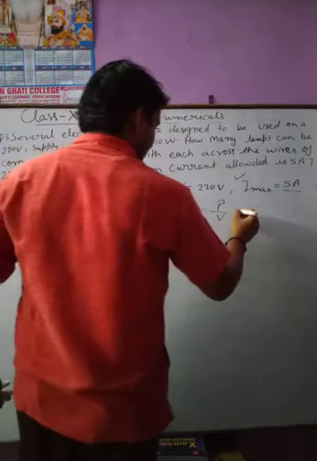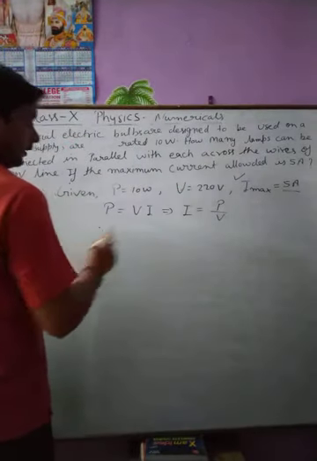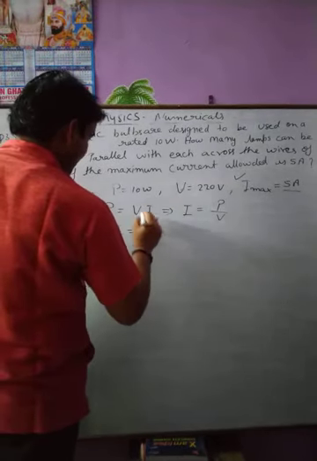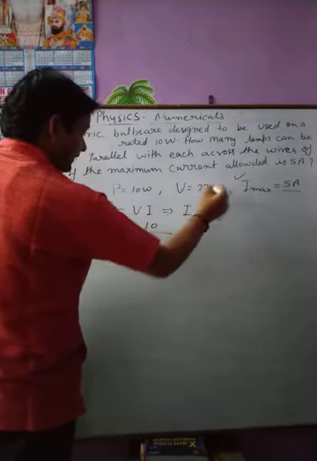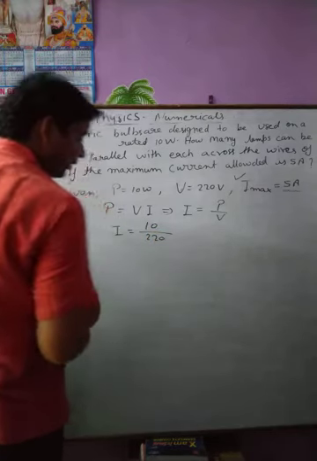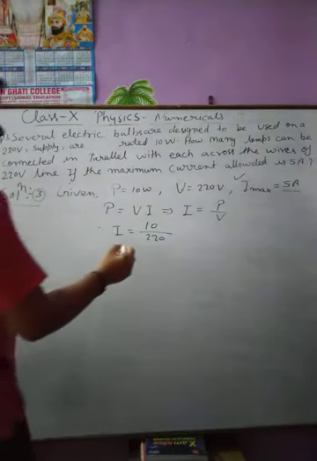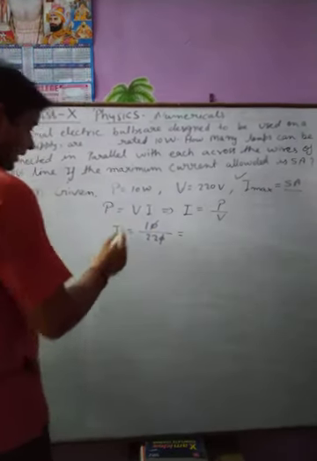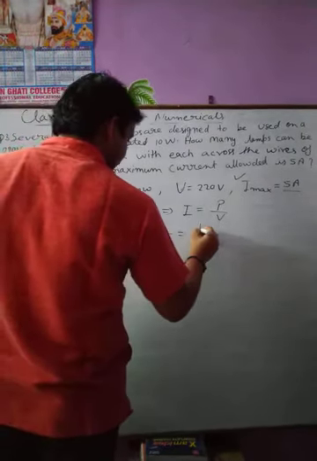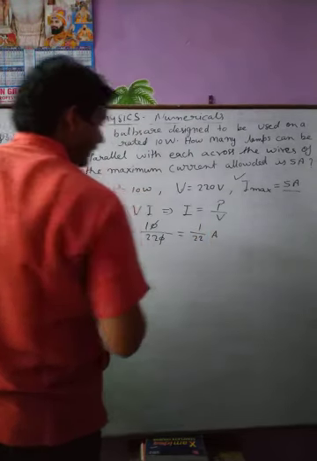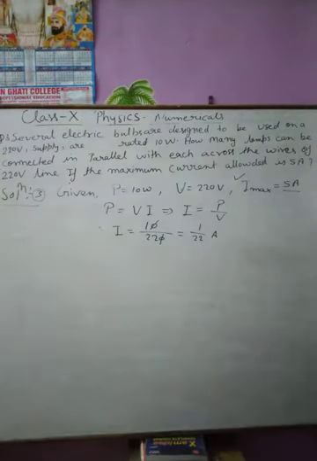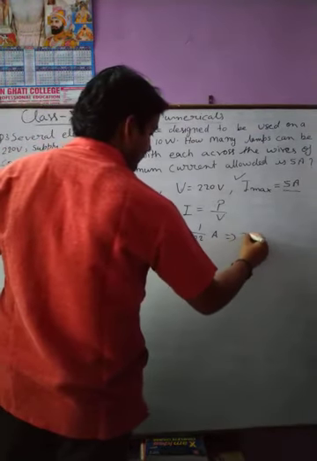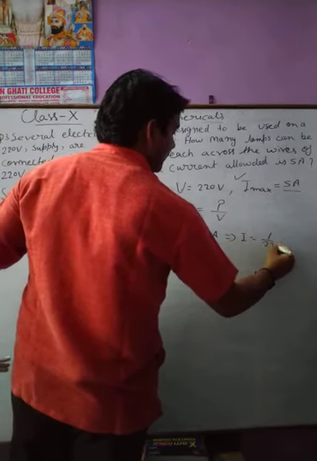Therefore, I is equal to power 10 and the voltage is 220. So this cancels and we get the current drawn as 1 upon 22 ampere. Is it clear, student? This is the value of current, I is equal to 1 upon 22 ampere.